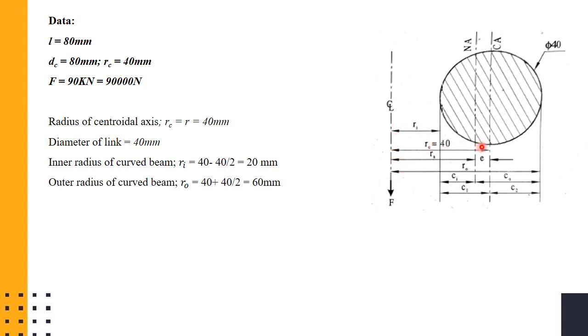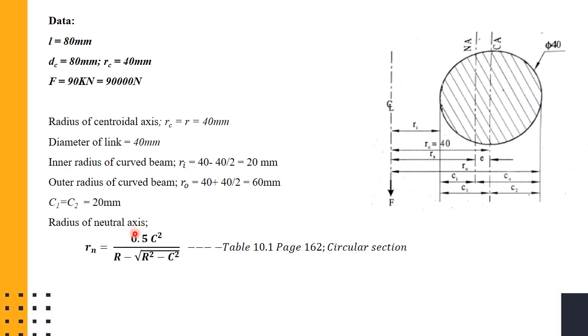And the outer radius of the curved beam is simple. If you know the radius of the centroidal axis, plus C2. C2 is equal to C1. So RC plus C2 will be equal to 40 plus 40 divided by 2. 40 is the radius of the centroidal axis plus C2, which is 40 divided by 2. So the outer radius of the curved beam also you can calculate. So this is what I said, C1 equal to C2 is equal to 20 mm.